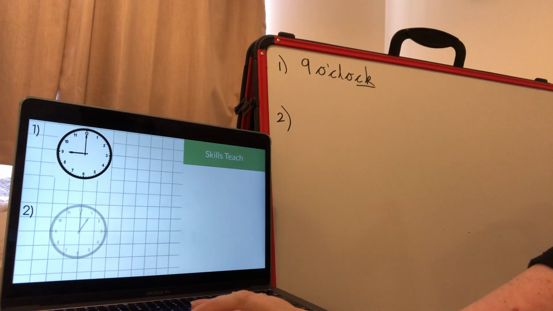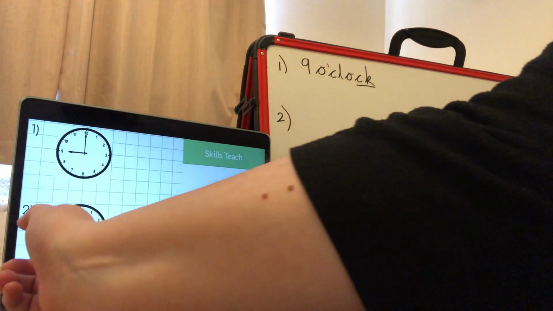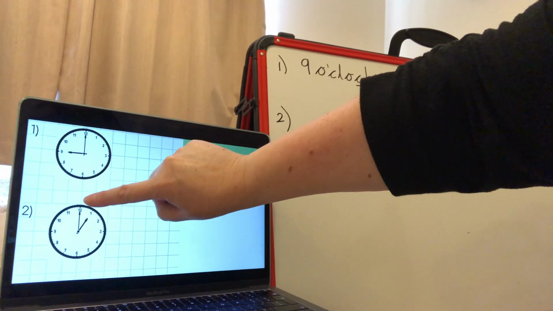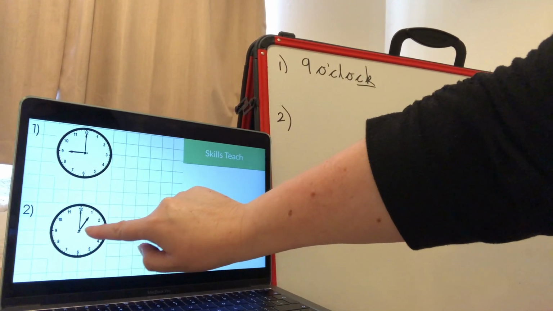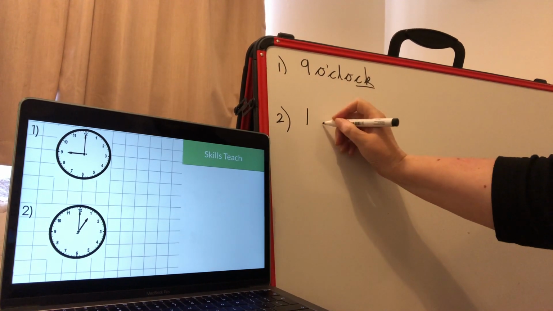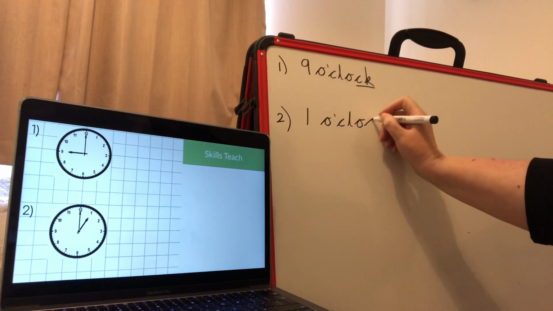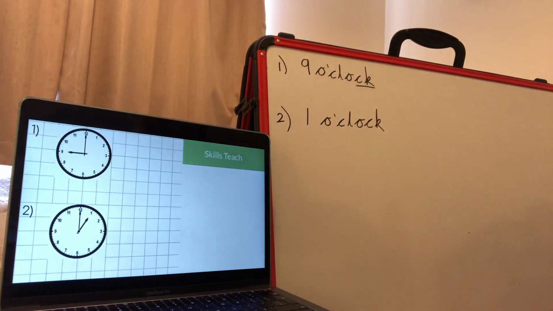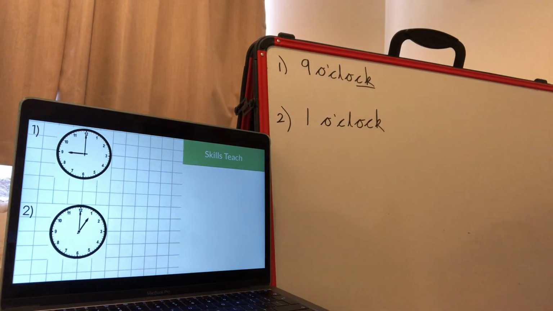Okay, question 2. Have a look again. So look at the longer minute hand first. It's pointing again right to the top of the clock, so we know it's something o'clock. Where's the hour hand pointing? It's pointing to 1. So the time is 1 o'clock. So whenever you see a clock with the minute hand, the longer hand pointing straight to the top of the clock, you know it's something o'clock.